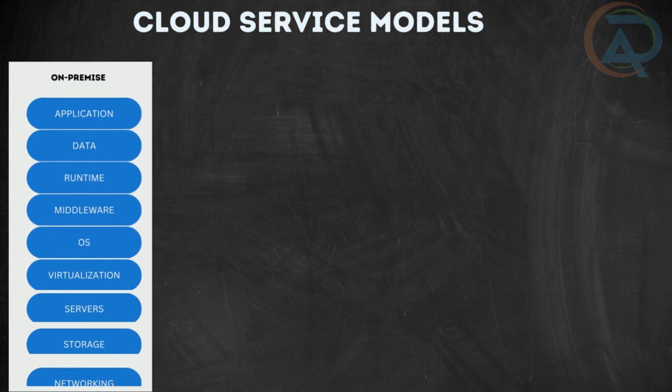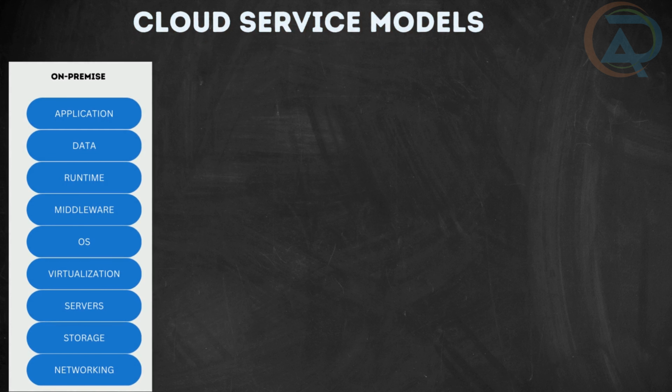The first model is on premises. Now there are plenty of things which come into the picture when considering application management, starting from networking, storage, servers, virtualization, operating system, middleware, runtime, data and then application. Everything needs to be managed by you, and for that you need to maintain a data center.